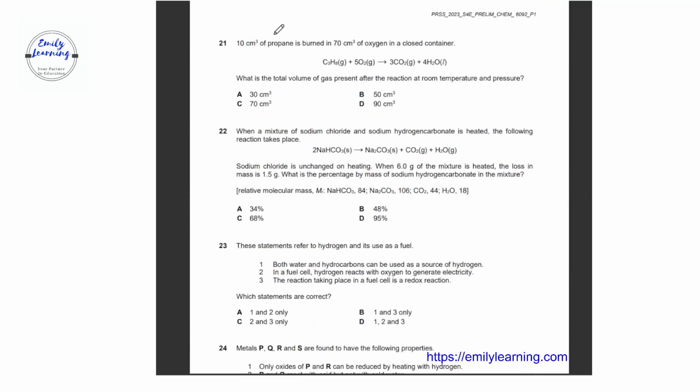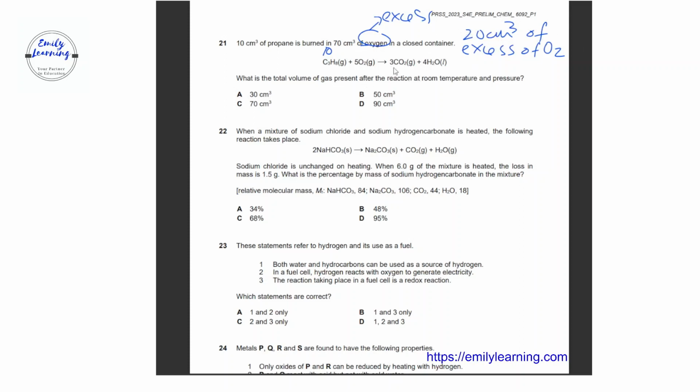Moving on to question 21, 10 cm³ of propane is burned in 70 cm³ of oxygen in a closed container. What is the total volume of gas present after the reaction at room temperature and pressure? So we start off with 10 cm³. If you have 10 cm³ of propane, you need 50 cm³ of oxygen, right? But how many cm³ of oxygen did we use? We used 70. So in other words, oxygen is in excess. And how many cm³ is it in excess? It has 20 cm³ of excess oxygen. And this 20 cm³ of excess oxygen will be left at the end of the reaction.